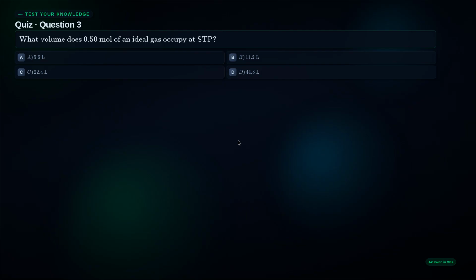Quiz 3. Question: at standard temperature and pressure, what volume does 1 mole of an ideal gas occupy? Option A, 2.24 liters. Option B, 11.2 liters. Option C, 22.4 liters. Option D, 44.8 liters.